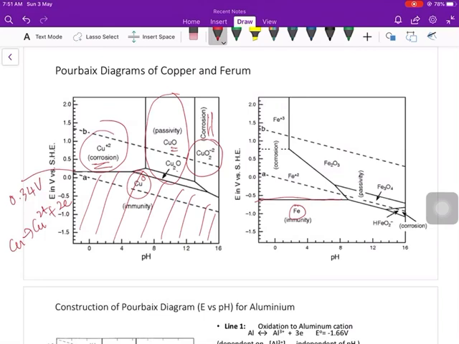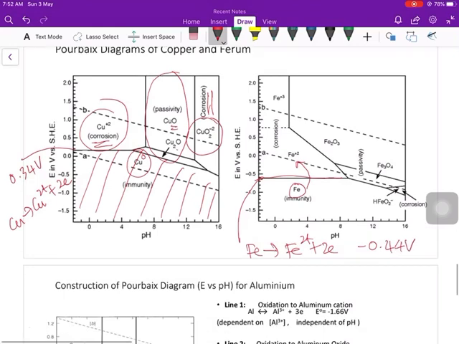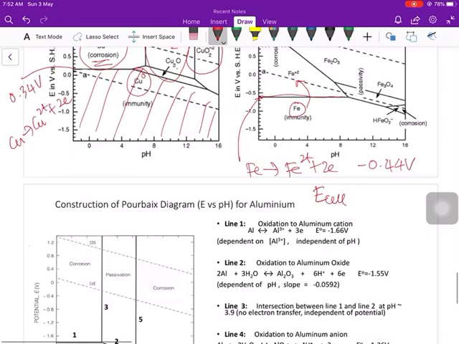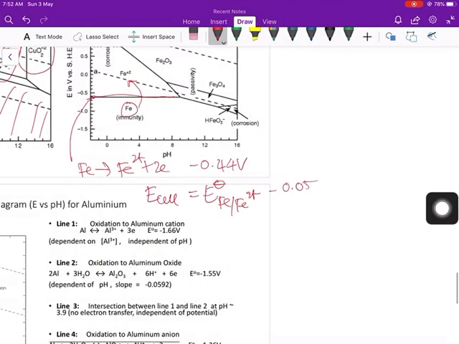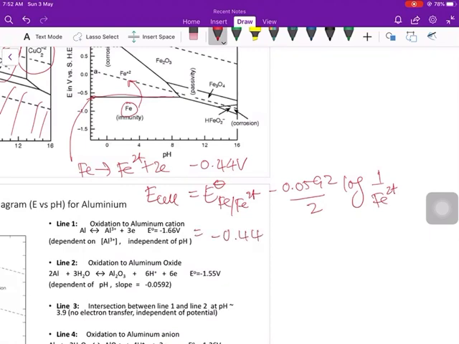This is ferrum. Its boundary, ferrum 0 to ferrum 2, is lower than copper, because the value for ferrum to ferrum 2+ is negative 0.44 volt. If you use the Nernst equation, E cell is E standard for ferrum, minus 0.0592 over 2n log of ferrum 2+. So this is negative 0.44.